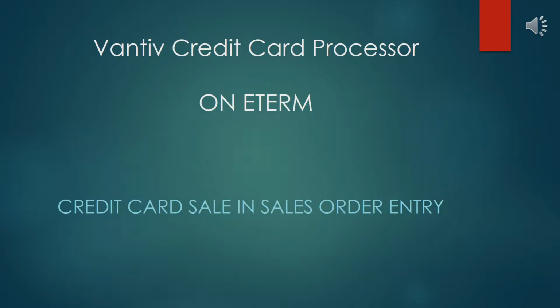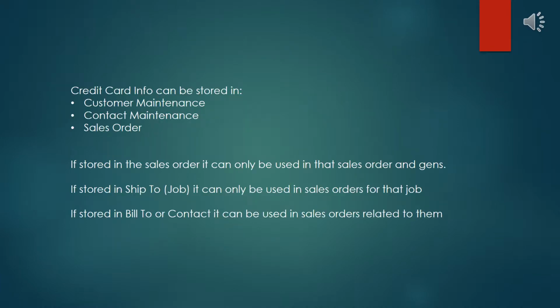This covers using the Vantiv Element credit card processing in Eterm on a sales order. Credit card information can be stored for reuse in several different locations, each one having a different range of use.